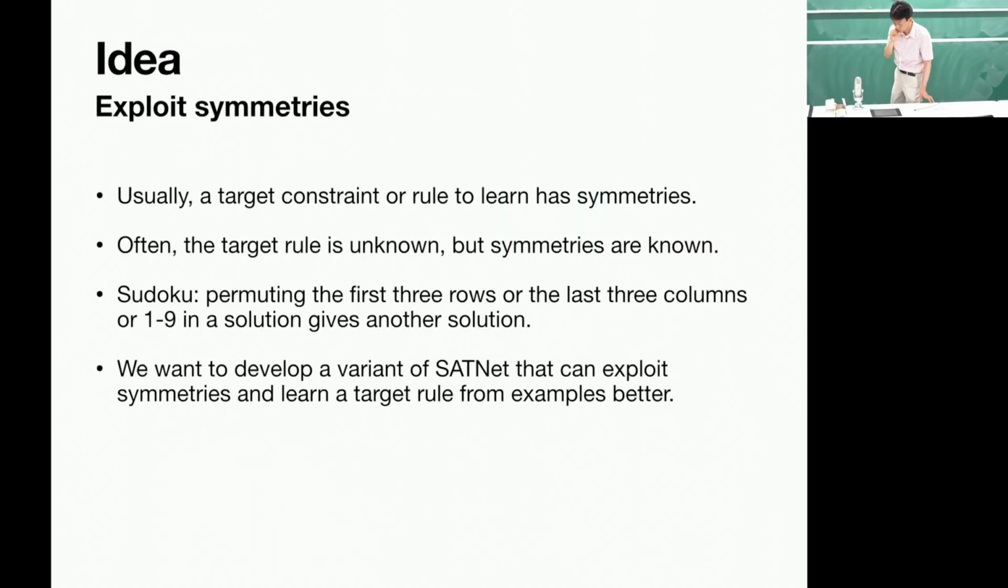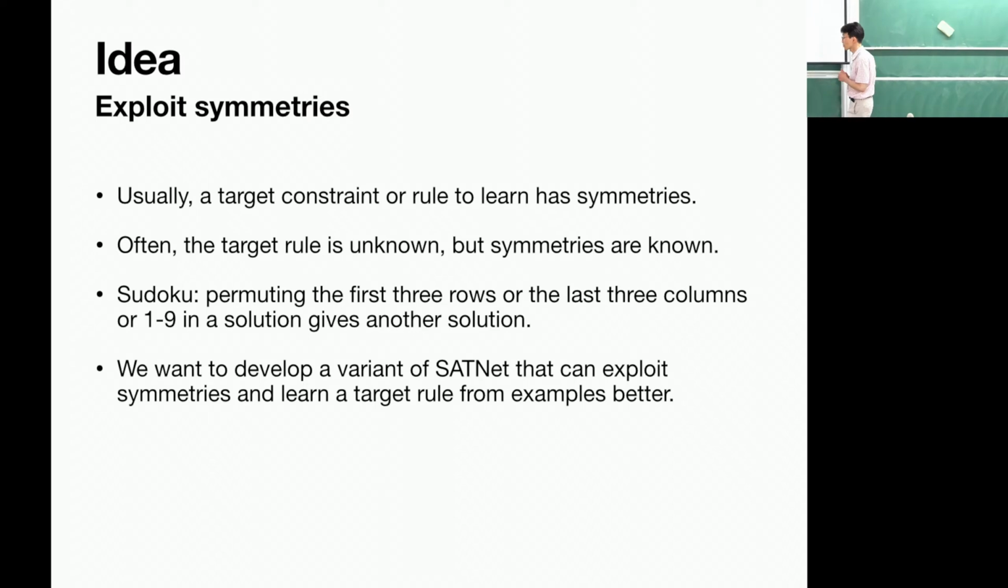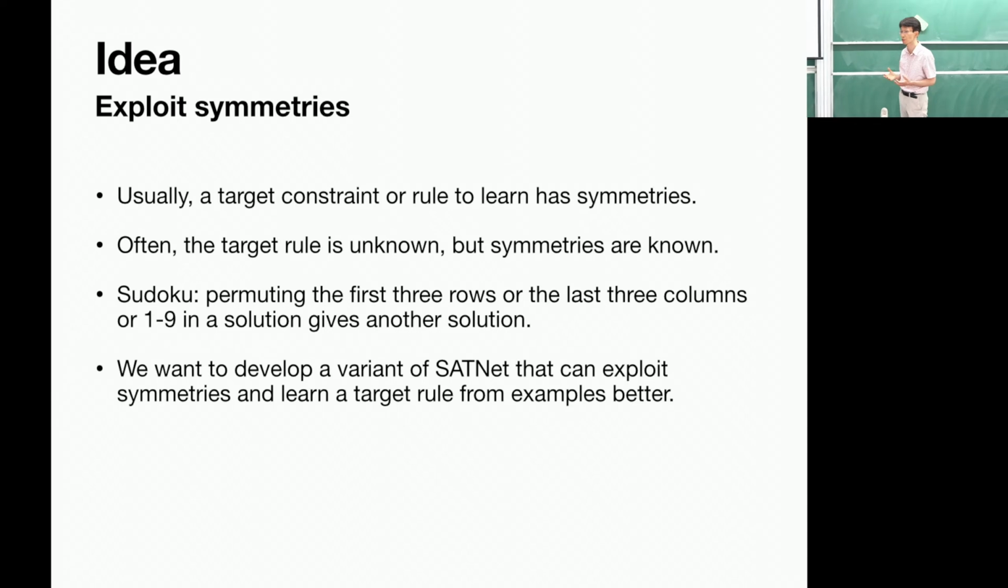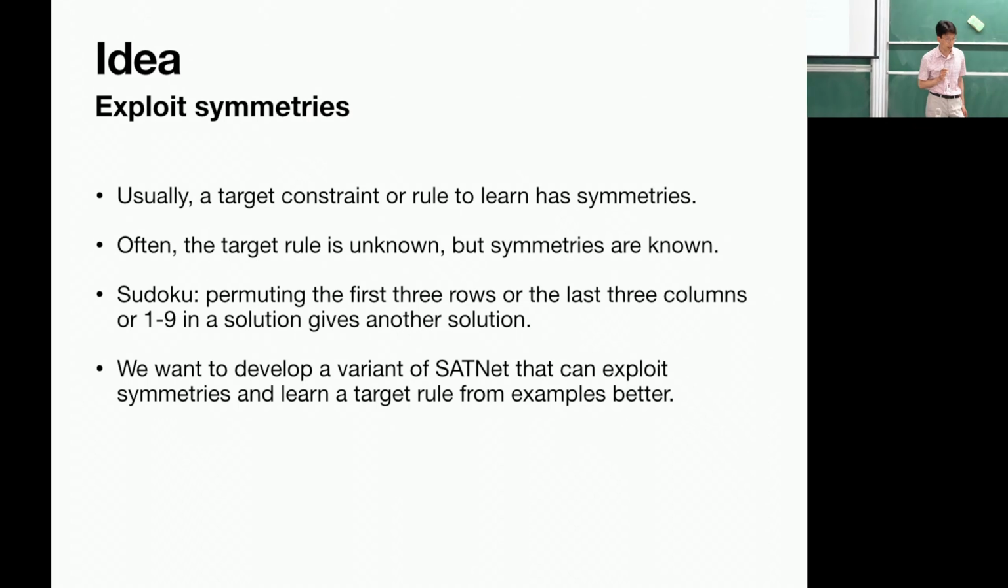Okay, so then what's the idea? I feel like if we want to achieve something, then we have to use something. So what are the ideas? The idea we have is that many of these types of rules have symmetries. If you think about Sudoku, permuting the numbers from 1 to 9 preserves a solution. If something is a solution and you permute the numbers, it's again a solution. Permuting the first 3 rows, last 3 columns, and so on, also preserves the solution. Also, although this is not always the case, sometimes, even though we don't know the rules, we know some of the symmetries.